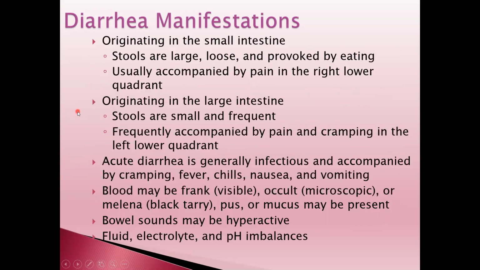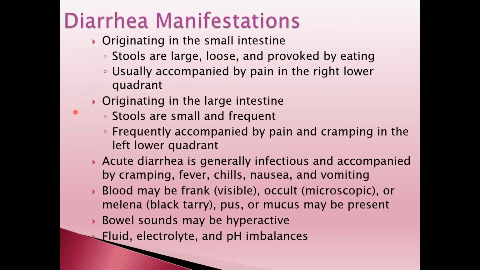If diarrhea originates in the small intestines, the stools are large, loose, and provoked by eating, and they're usually accompanied by pain in the right lower quadrant. But if it's in the large intestines, the stools are small and frequent, and they're accompanied by pain and cramping in the left lower quadrant. Acute diarrhea is generally infectious and accompanied by cramping, fever, nausea, and vomiting.